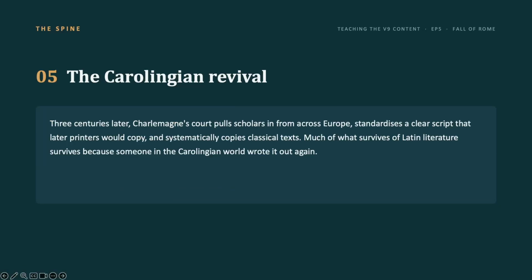3 centuries later, Charlemagne's court pulls scholars from across Europe, standardizes the script that later printers would copy, and systematically copies classical texts. A great deal of what survives of Latin literature survives because somebody in the Carolingian world sat down and wrote it out again. That happens inside the period the label calls dark.